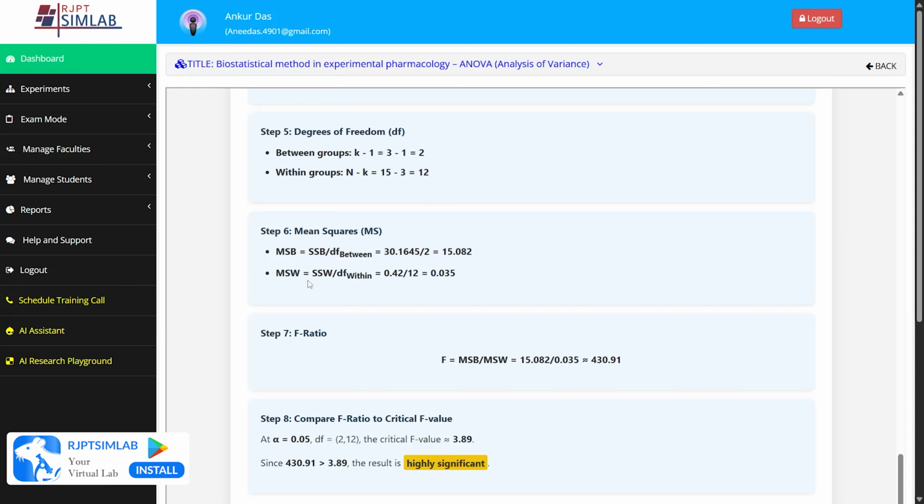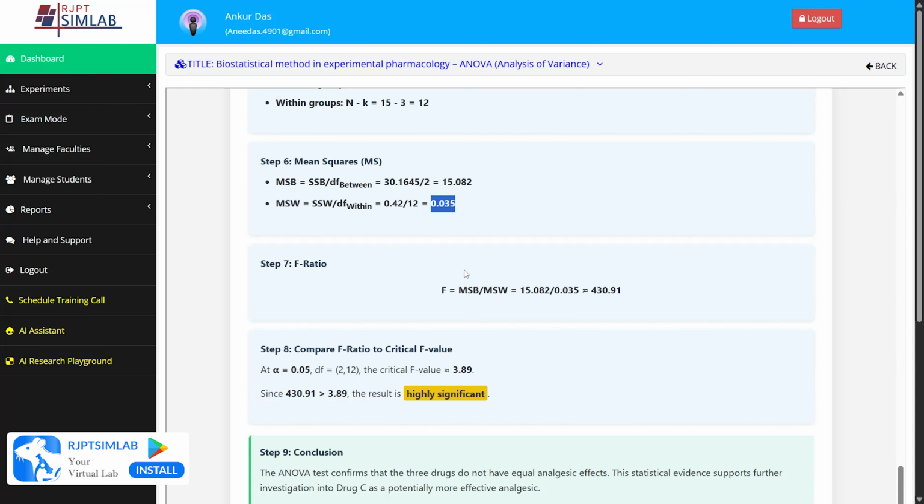we have got the value 15.082. And when we calculate the mean square value within the groups, the formula says SSW divided by the degree of freedom within the groups. When we put the values into the formula, 0.42 divided by 12, we get the value 0.035.